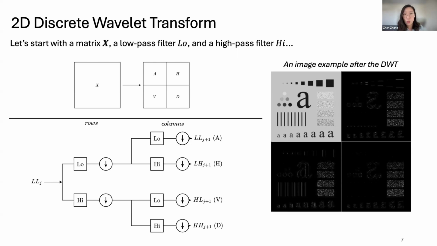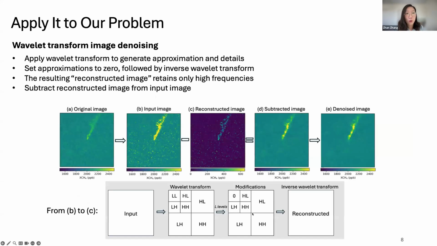And that is exactly why it is very useful for our problem, because we want to suppress the background noise from our concentration map so that we can enhance our plume structure so that it's easier for us to mask out the plume from a concentration map. So exactly how do we apply the wavelet transform to our problem? This slide shows the main workflow here.